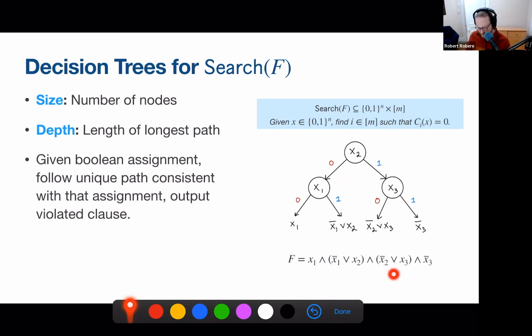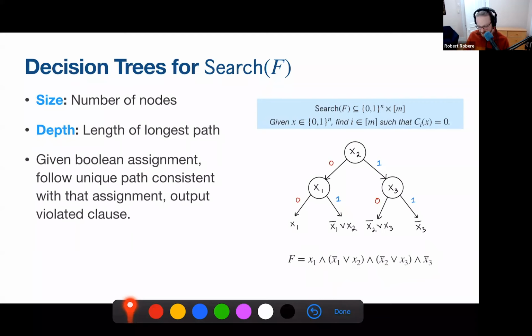So in this case, here's an unsatisfiable CNF, which basically is like the induction principle, if you like. It says that X1 is true, and X1 implies X2, and X2 implies X3, but X3 has to be false, right? So in other words, X1 implies X3, but X3 has to be false.